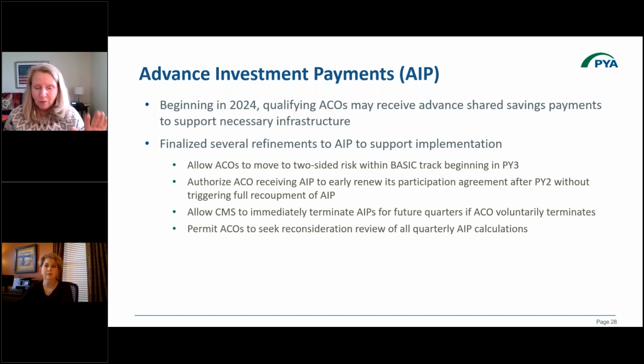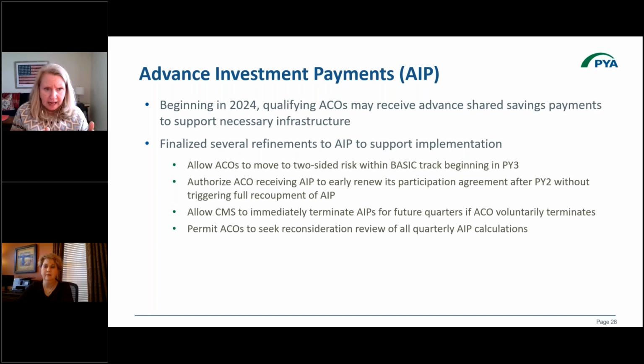It's not free money. Well, it kind of is free money, but it will always be subtracted from any shared savings payments that you receive. It's free money to the extent you never earn shared savings, and thus you never have to pay it back. But CMS has finalized several refinements to the AIP program, all to support implementation.